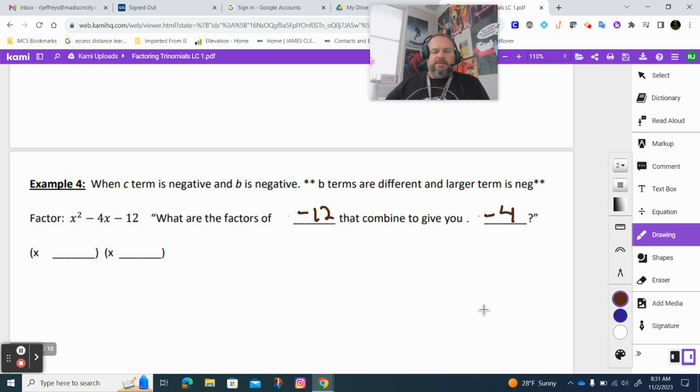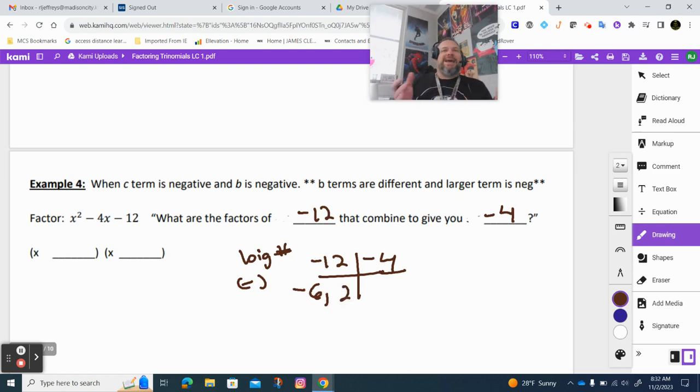So, let's look. I heard the answer from somewhere, but let's see how we get there. So the big number is negative this time. I heard 6 and 2, correct? And big number negative. If we combine, I don't like to say add because sometimes we add, sometimes we subtract. If we combine them, that actually means the same thing. So this would actually give us negative 4.